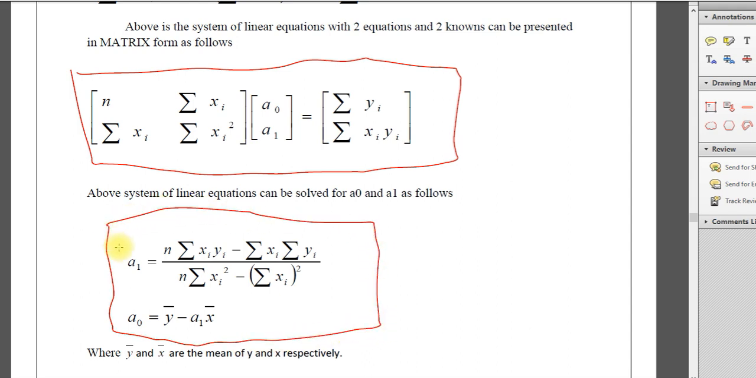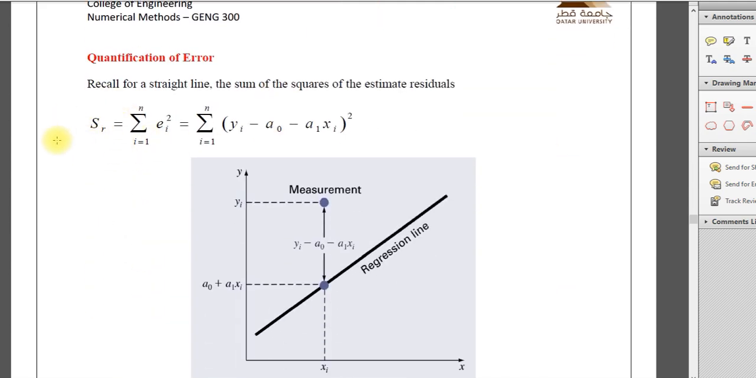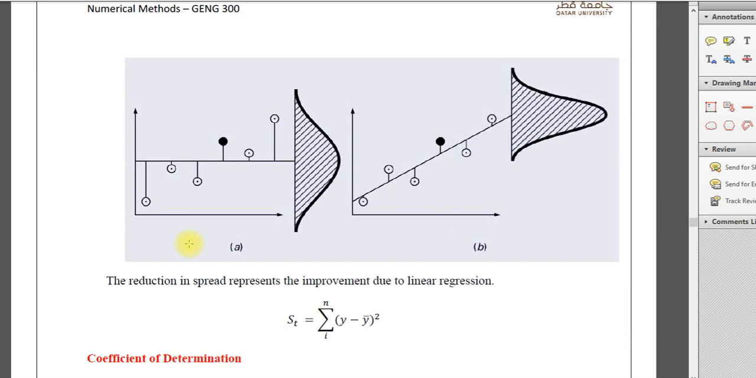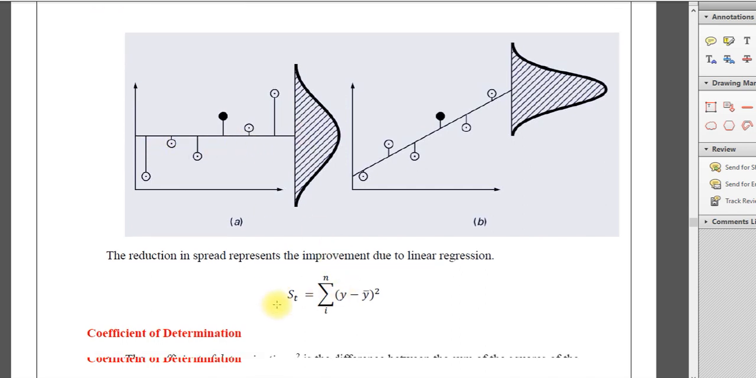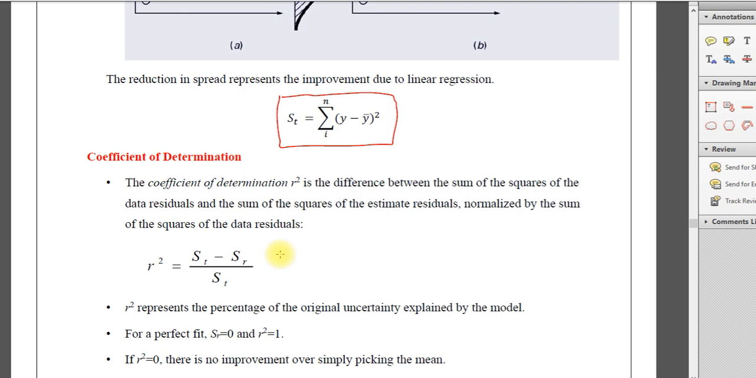Okay, and once you get this a0 and a1, you are also interested to see the quantification of error. So how to quantify the error? One of them is SR, which is the y model error square, which gives you the deviation of y data with respect to the y predicted or y model. And we have ST, which is the deviation of y data, you can see, around the mean of y itself. This is ST, and you know that we are interested to know R square. So the coefficient of determination R square is ST minus SR divided by ST. So we also calculate R square for a given fit.